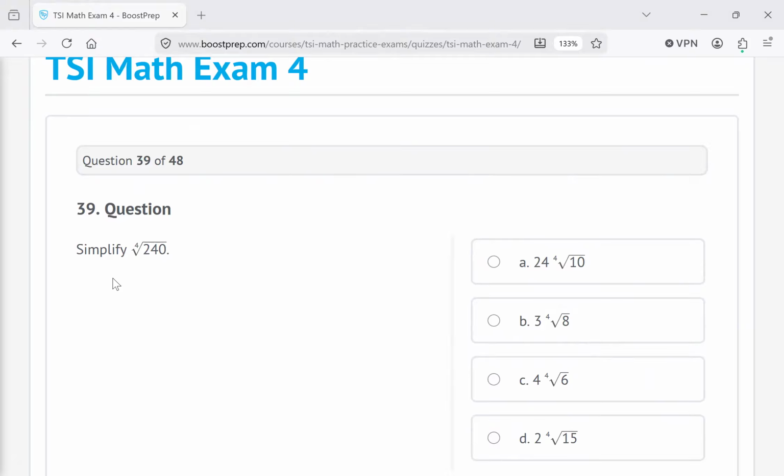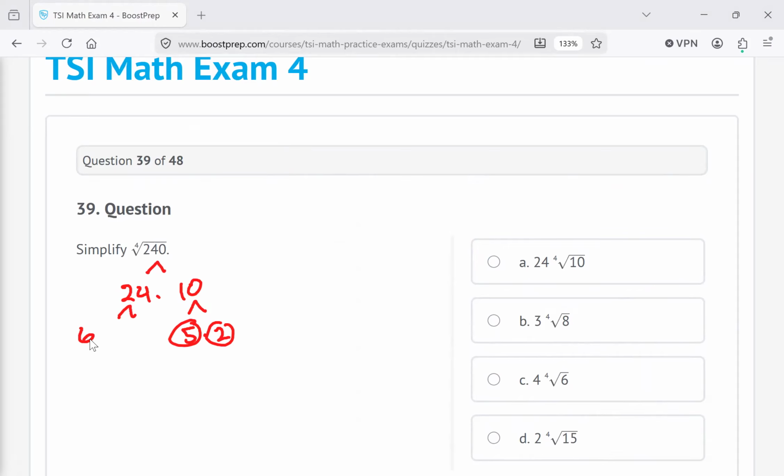39, simplify the fourth root of 240. So this is not a perfect fourth root, so you're going to have to break it down. So what two numbers multiply to 240? It could be any numbers you like. So I could do 24 times 10. And then keep on going until you get to your prime numbers. So 10 can be broken down as 5 and 2.